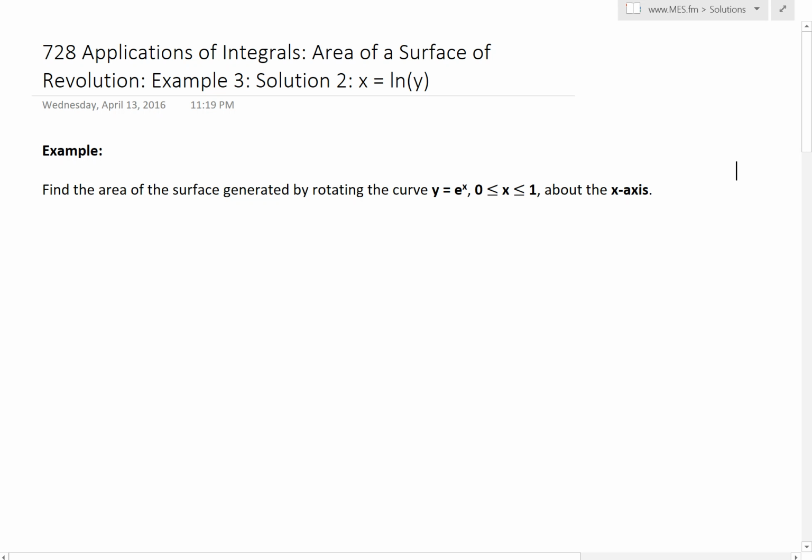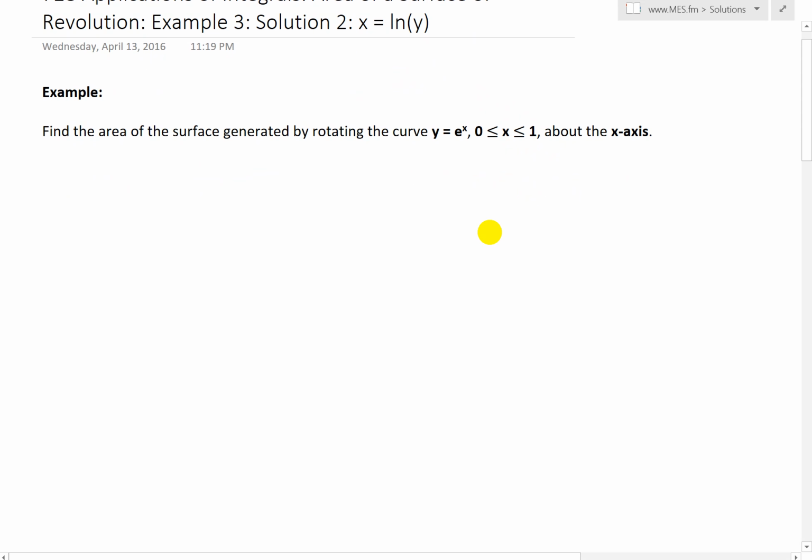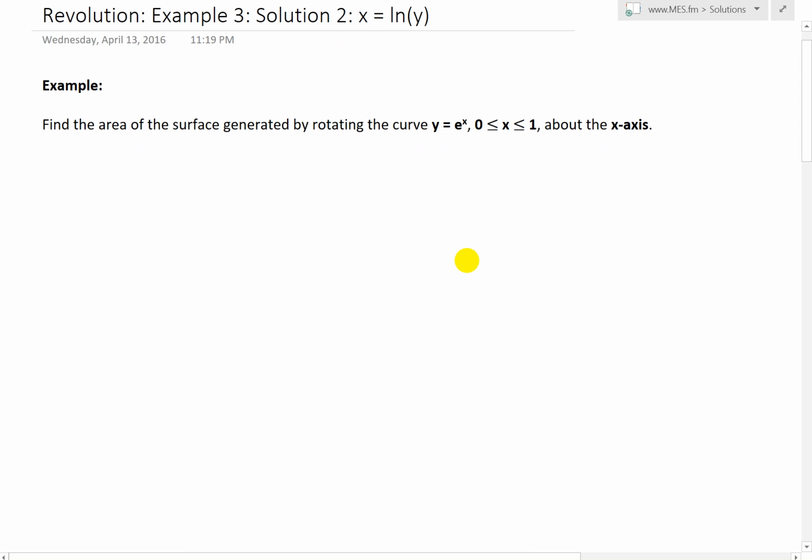So make sure to watch my earlier video, in which I solved this example using the other way, where we had y in terms of x. Now I'm just going to show that you could pretty much solve it the same way, but with this method. So this will make more sense as we get through this example.